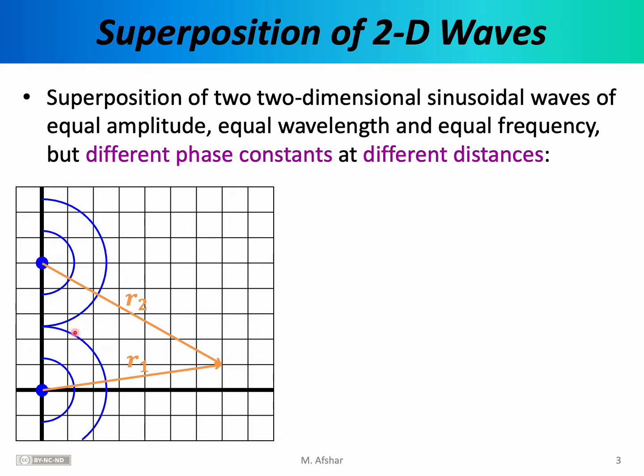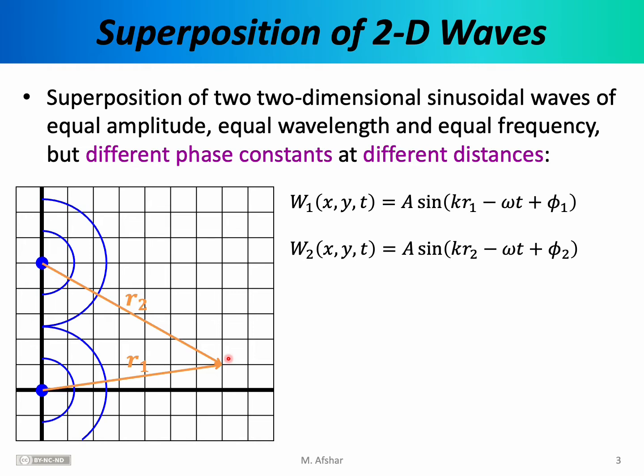The wavefronts will propagate in every direction. A little more specifically, we want to know what happens at some point of interest, let's say over here, when these two wavefronts meet at this location. Notice that the point of interest is some distance r1 from source 1 and some other distance r2 from source 2. So what we're talking about here is the superposition of two-dimensional sinusoidal waves that have the same amplitude, the same wavelength, the same frequency, but different phase constants, and they are at different distances from the point of interest.